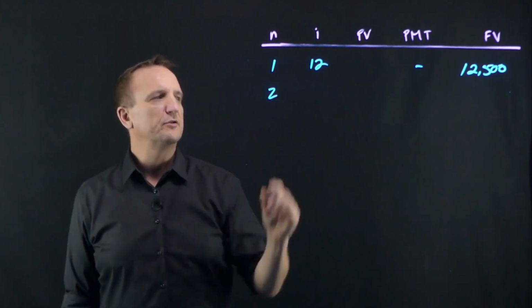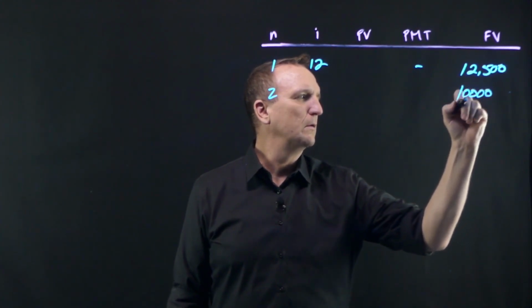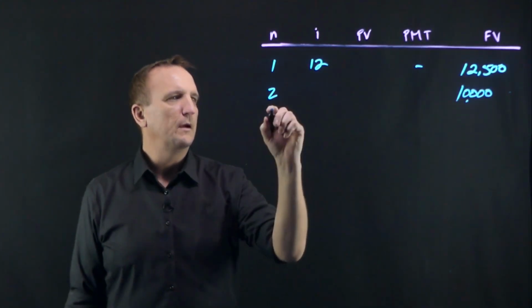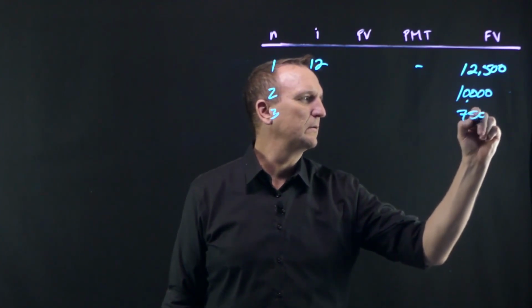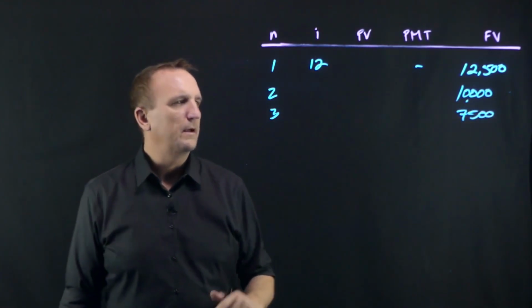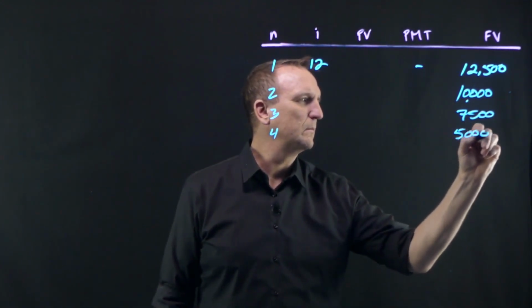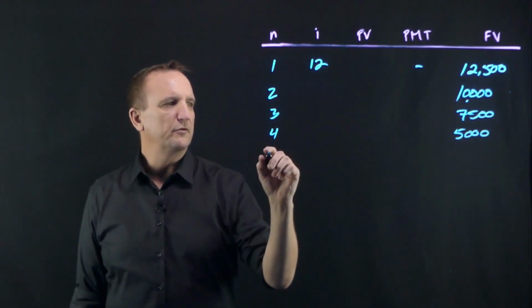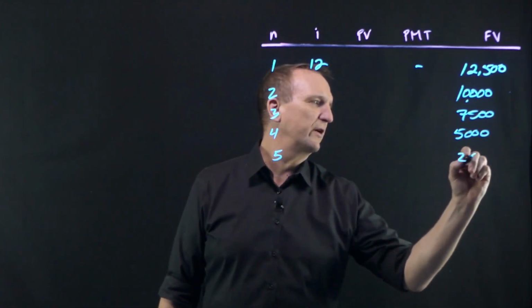Okay. After year 2, we're going to get a $10,000 return. After year 3, we're going to get $7,500. After year 4, we're going to get $5,000. After year 5, we're going to get $2,500.